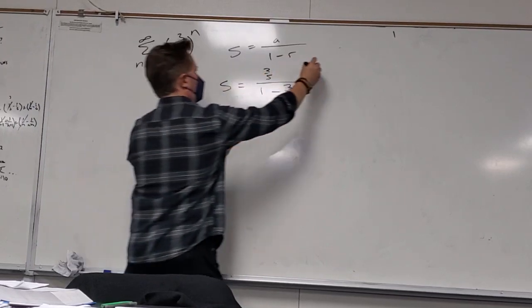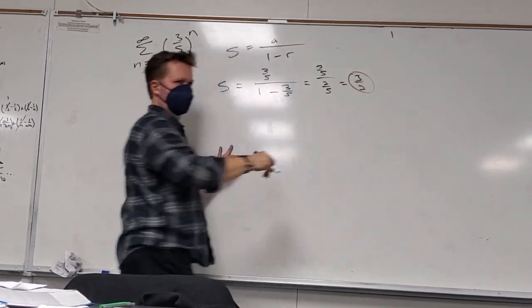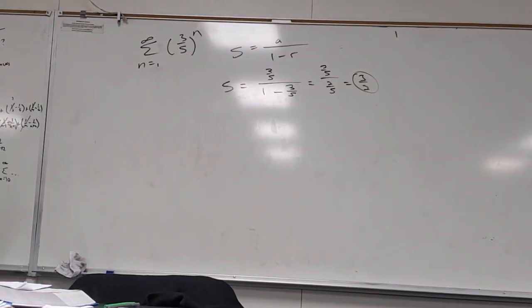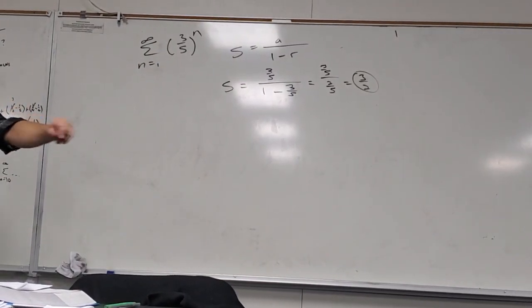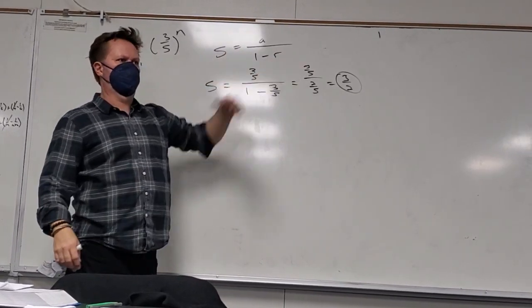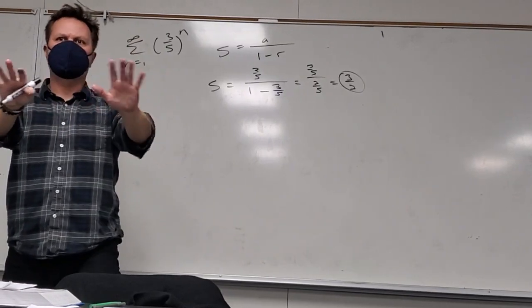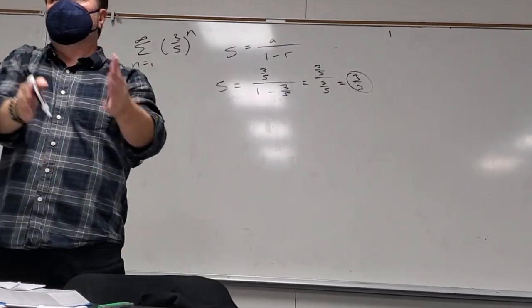So watch this. It's 3/5 over 2/5. The over 5 cancels, so it's 3/2. Or multiply by 5, so it'll be 3 over 5 minus 3, which is 3 over 2. Bam. You can get it out. Again, beautiful. You have to memorize that.